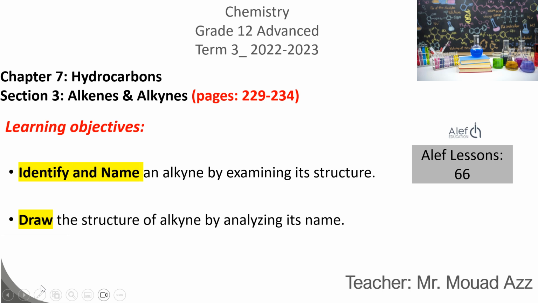So we are starting the second part of section 3, alkenes and alkynes. We talked about alkenes in the first video. Now we are going to talk about alkynes, okay? Identify and name the alkynes and draw their structure from the name. Both are kind of the same if you understand the rules for naming, okay? And I recommend you go through lesson 66, especially the video, because it's nicely described in terms of the naming system of alkynes.